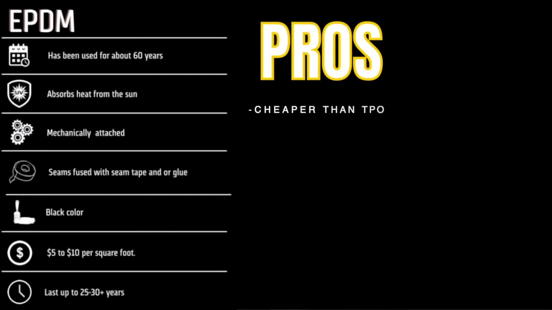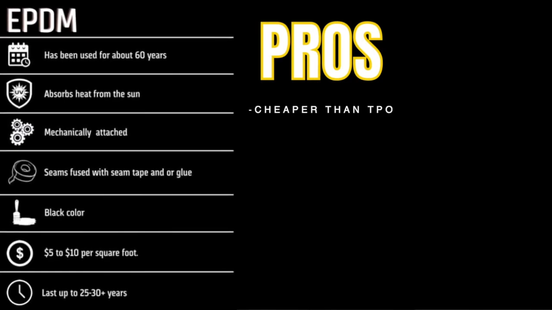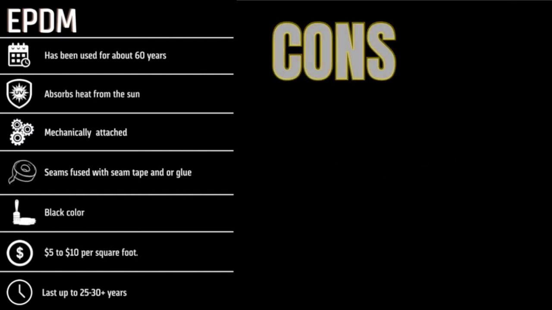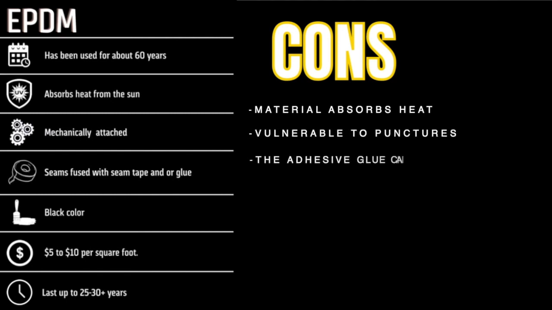EPDM. Pros. Cheaper than TPO. Easy to install. Leaks are easy to patch. Longer lifespan of 25 to 30 years. Cons. The standard black material absorbs the heat. It's also more vulnerable to punctures. The adhesive glue can come loose.